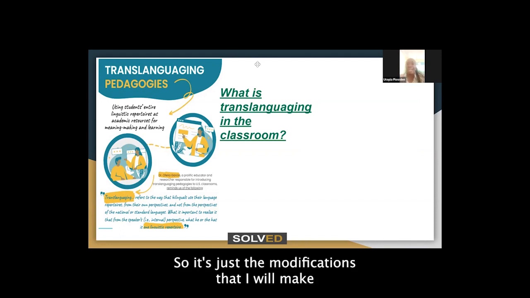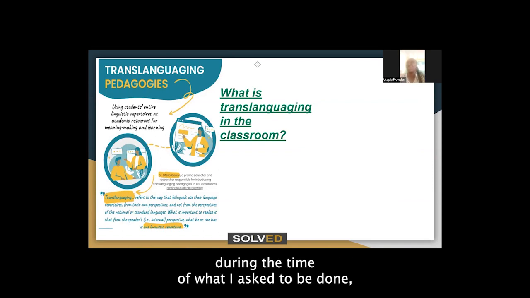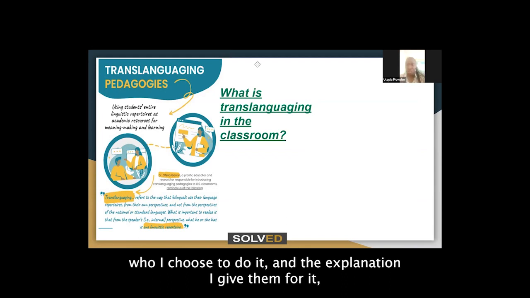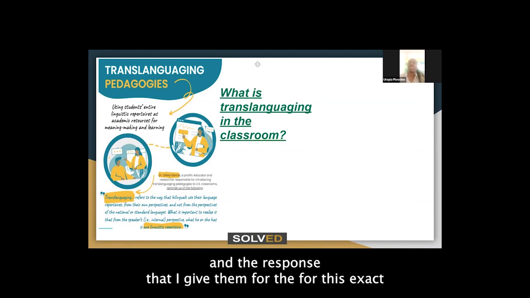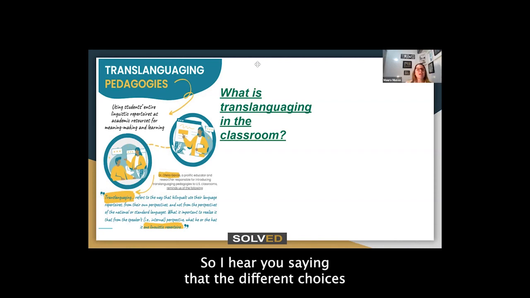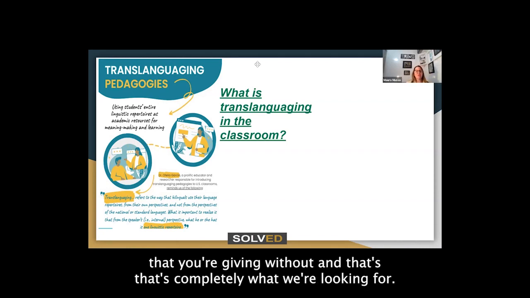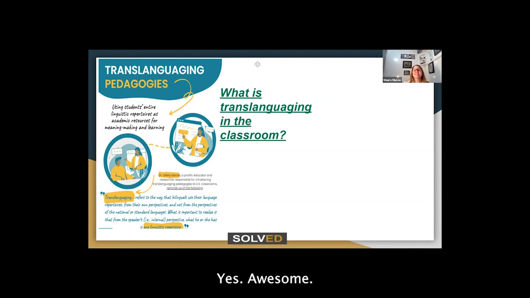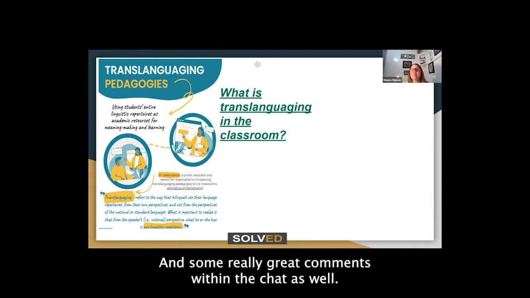So it's just the modifications that I will make during the time of what I ask to be done, who I choose to do it, the explanation I give them, and the response that I give them for their success. Awesome. So I hear you saying that the different choices that you're giving is absolutely what we're looking for.